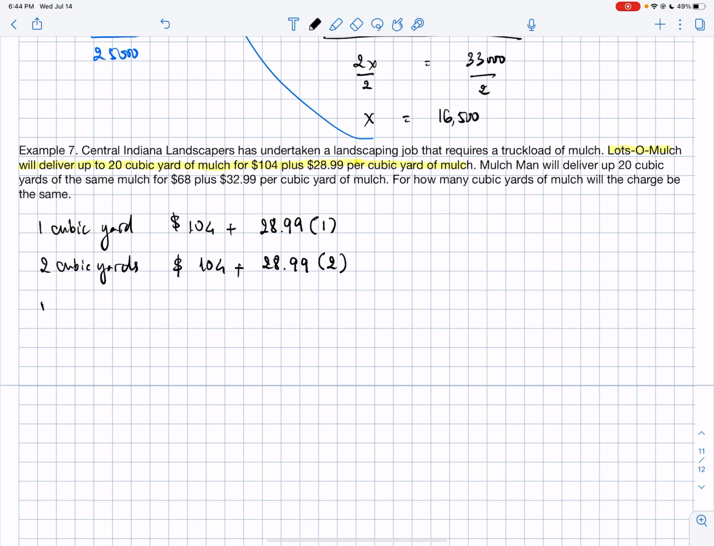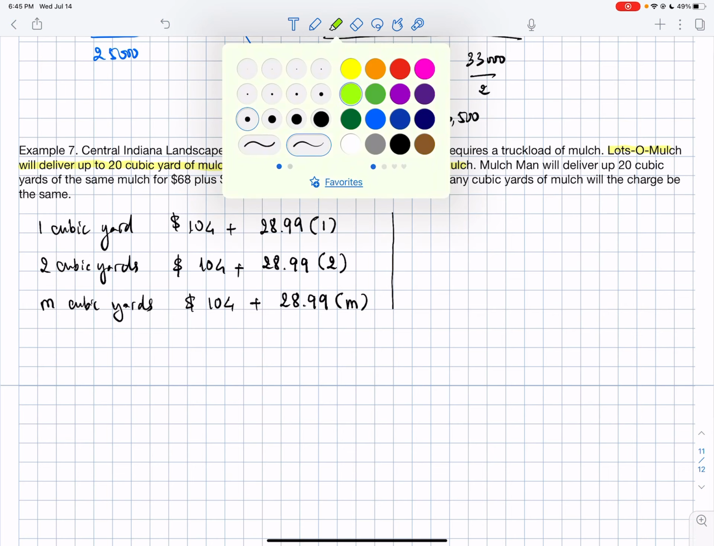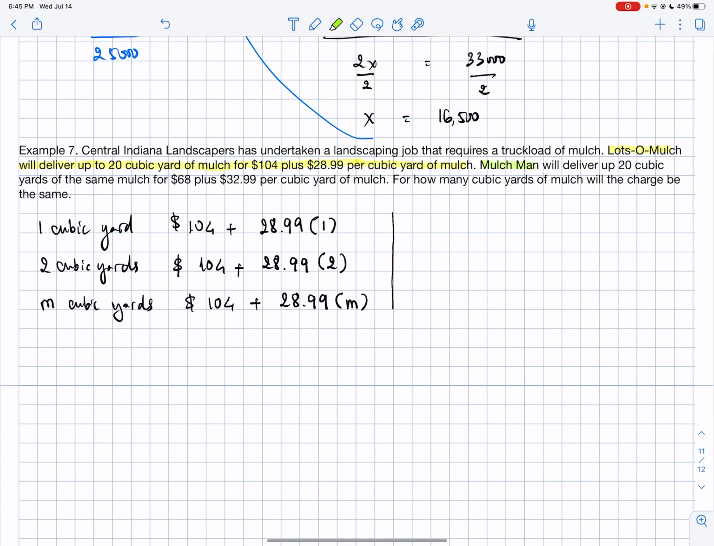So if we have m cubic yards, it means that the charge for the first company will be 104 plus $28.99 multiplied by m. Now we look at the other company. Mulch Men will deliver up to 20 cubic yards of the same mulch for 68 plus $32.99 per cubic yard of mulch.